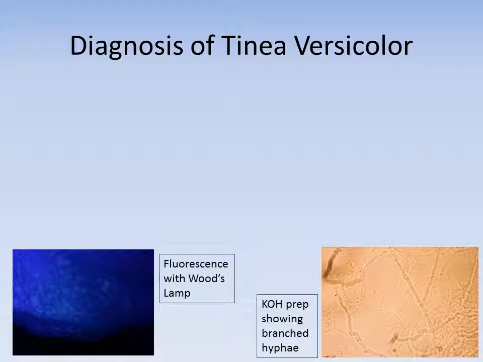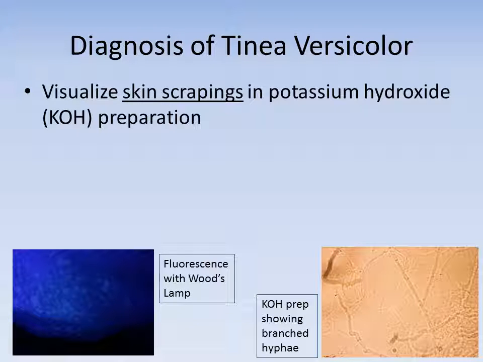To diagnose tinea versicolor, we're going to look at skin scrapings that the doc has collected. We're going to put a drop of potassium hydroxide on a microscope slide, introduce the skin scraping to that, let it sit for a while. Sometimes you heat it a little bit to help the KOH dissolve the background stuff, and then you take a look for the characteristic appearance of this organism.